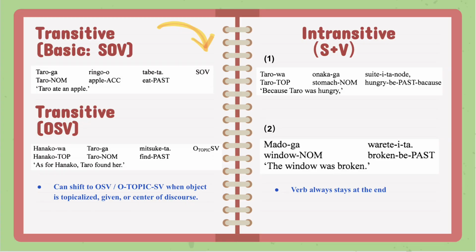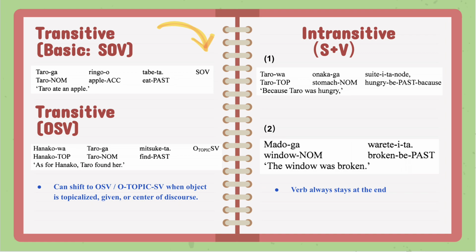Japanese word order works in both transitive and intransitive sentences. Japanese is fundamentally a strict SOV language, meaning the verb always appears at the end of the clause. In a basic transitive sentence, the normal order is subject, object, verb, such as this sentence, Taro ate an apple. However, this order can shift when the object becomes grammatically important. If the object is topicalized, given information, or the center of the discourse, Japanese allows it to move to the front, producing OSV or a topic-subject-verb structure.